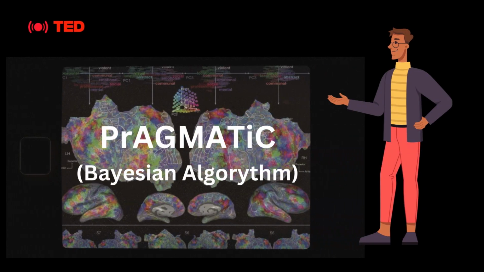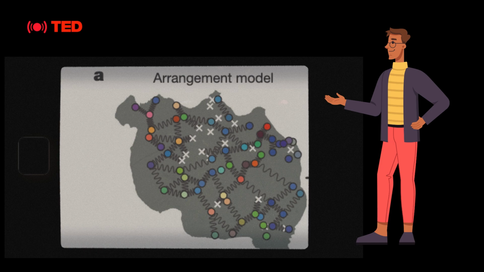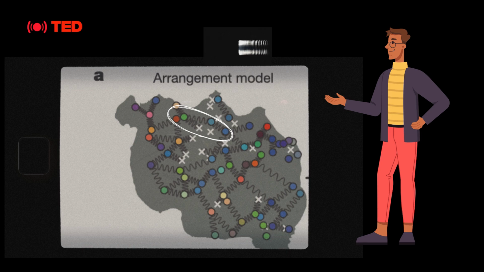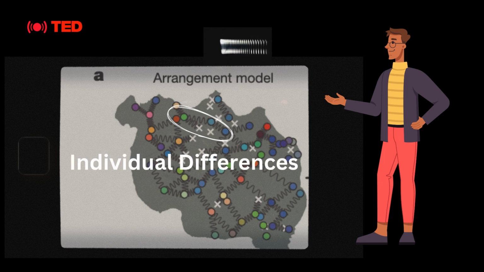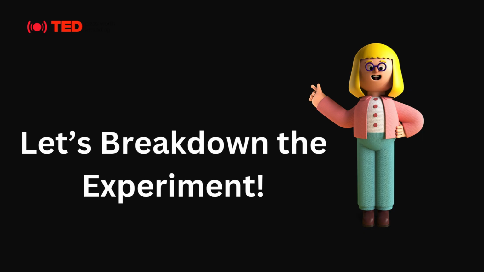The authors of this study created a model called PrAGMATiC to map the brain's semantic regions by combining 2 components. First, the arrangement model organizes functional areas across the cortex using a spring network. Imagine each functional region of the cortex as a point connected to its neighbors by a virtual spring. These springs keep regions close to their respective positions, creating a stable layout across subjects while still allowing flexibility for individual differences. Next, the emission model assigns each area a specific semantic category based on the data. It divides the cortex into regions and gives each region a label, like social, visual, or emotional, according to what activates them most.